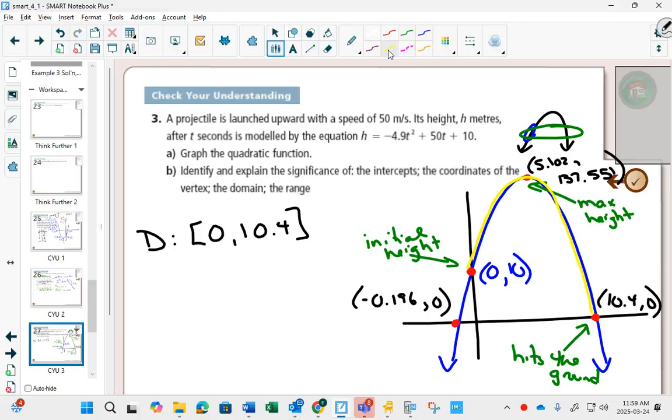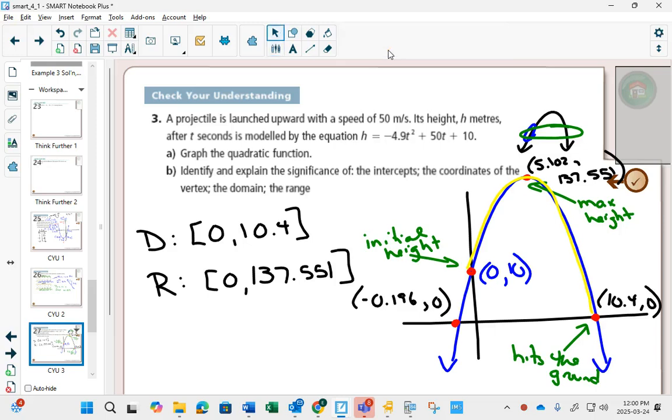Because it can't go back in time, and it's not like this projectile is just going to hit the ground and keep digging. It's probably going to bounce, so the parabola is going to stop working at that moment. Same thing with the range. The range will only make sense from 0 to 137.551. Question you can circle on this one. These numbers.